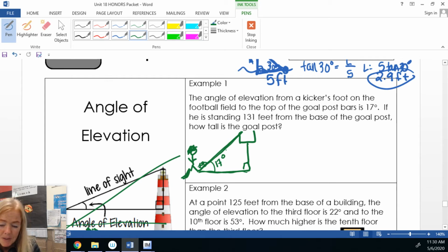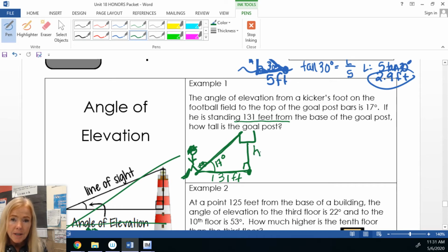So we have to be able to set that up with the angle in it, and then put the appropriate information into that triangle so we know which side we're trying to solve for and which side we already have information for. So the side we're given information is right here, standing 130 feet from the base of the goalpost. So right here where he stands to the base of the goalpost in there is 131 feet. So that's important information right there. And then we're asked to find how tall the goalpost is.